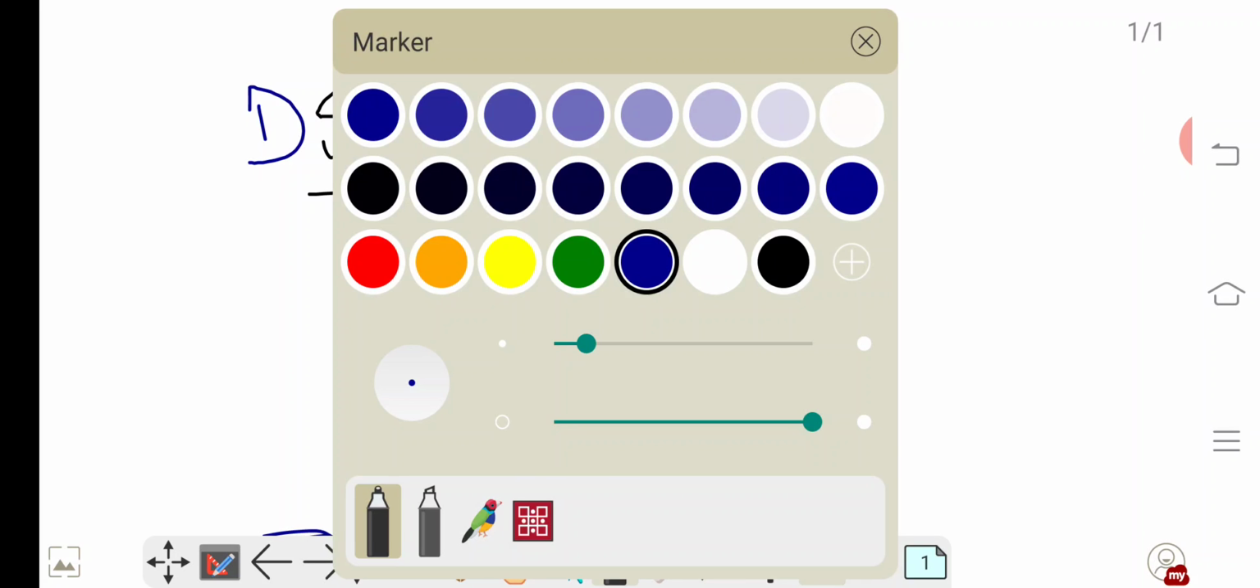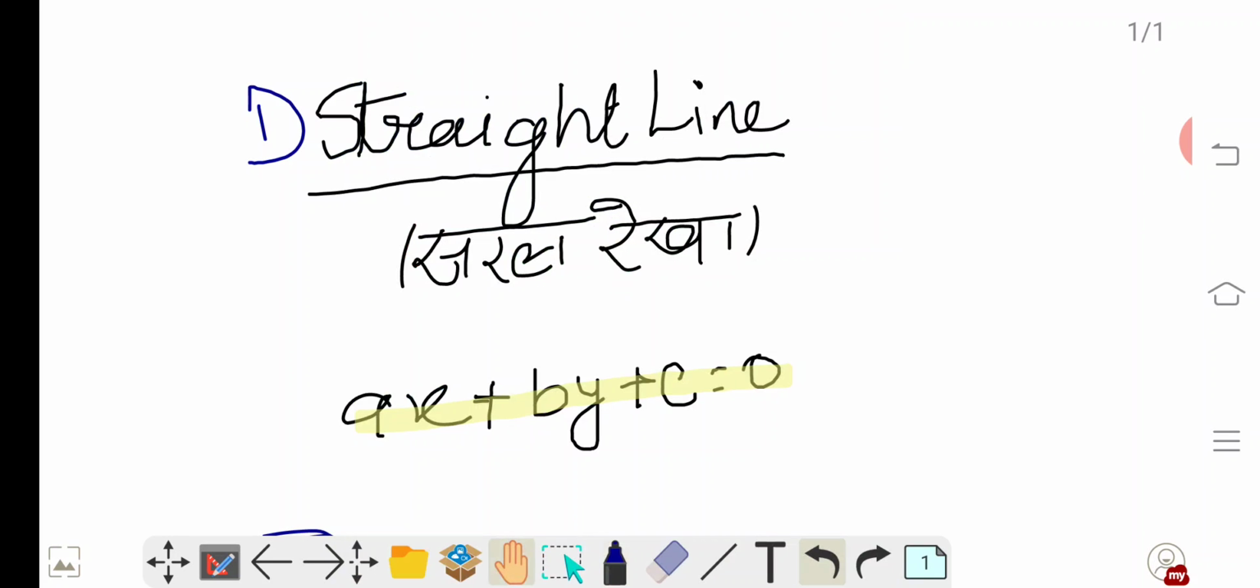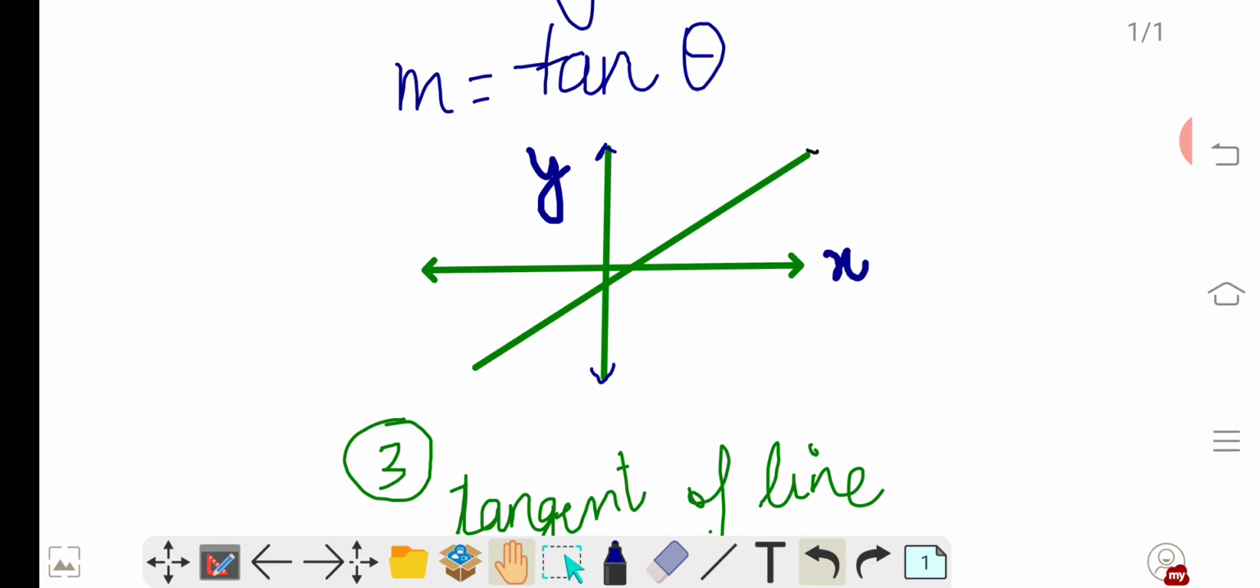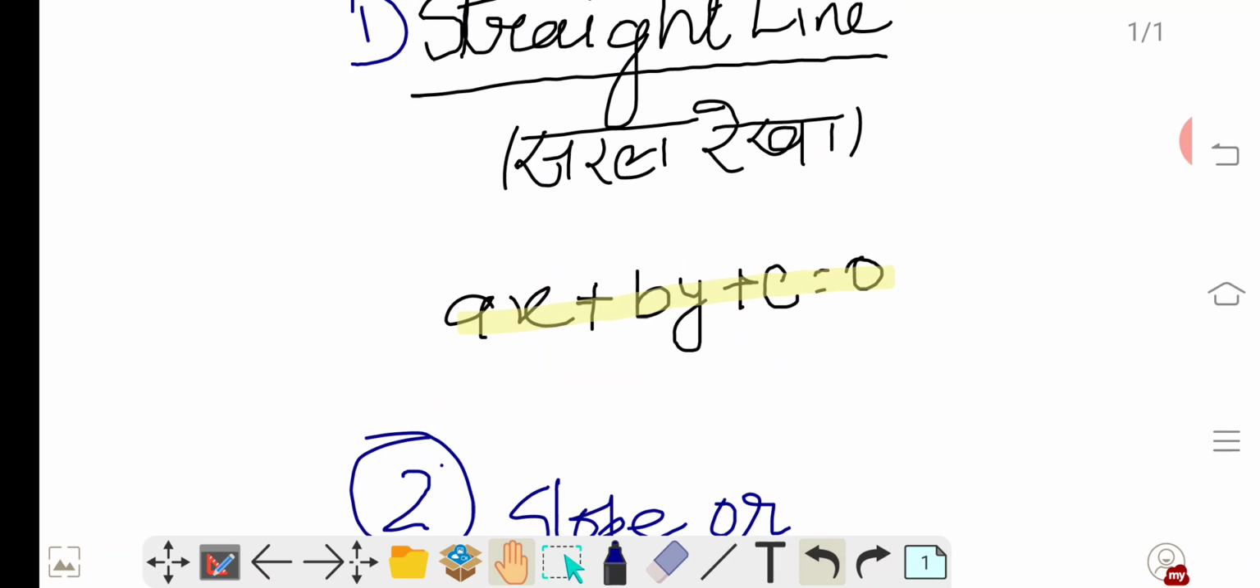So, let's quickly understand it. This is the x-axis, this is the y-axis, and the line passing through these two lines. Then the equation of this line is ax + by + c = 0. This is called the straight line.